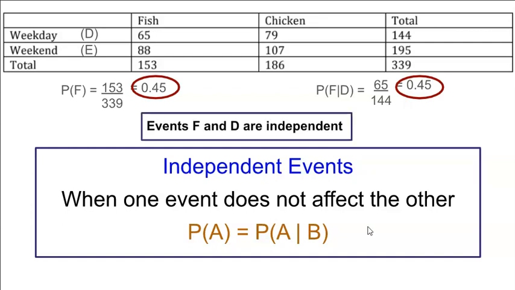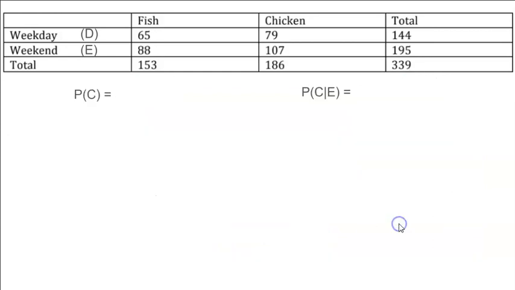So to check for independence algebraically, we can calculate the probability of event A and compare that to the probability of event A given event B. If these two probabilities are equal to each other, then we know that the two events are independent, meaning that one event does not affect the other. Let's take a look at another example.